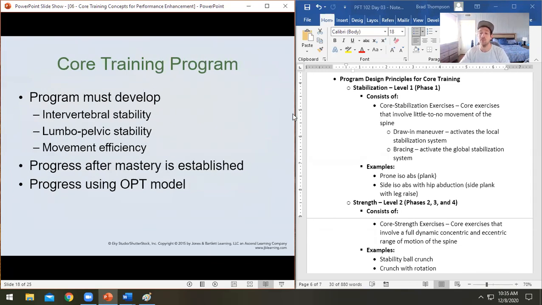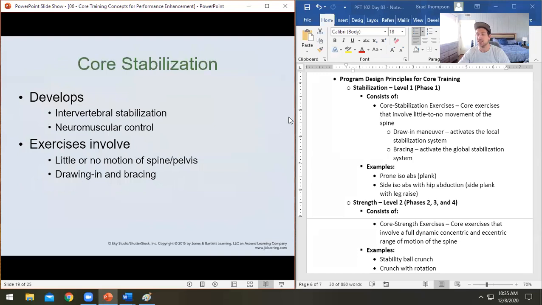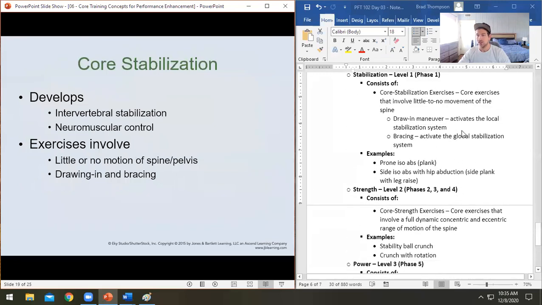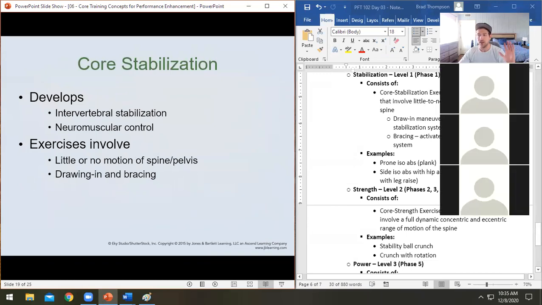So our program, again: intervertebral stability, we're focusing on that. Lumbopelvic stability, we're focusing on that. And then movement efficiency. We do want to be able to move. I'm not saying moving is bad. We just want to focus on stability first and movement second. And that's where the OPT comes in. So, Charlie, this is where we start to talk about categories of exercises.